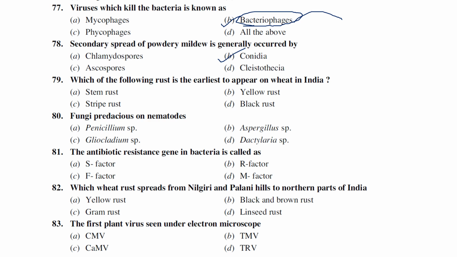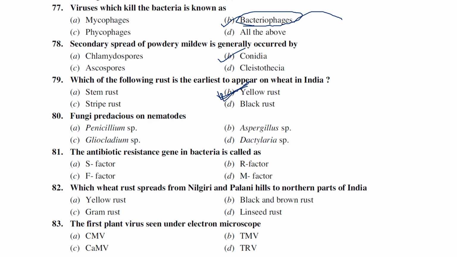Which of the following rusts is the earliest to appear in wheat in India? So the yellow rust. Yellow rust first appears in India and comes to Punjab and the north west, where wheat cultivation starts first. At that time the temperature is very low, because yellow rust requires the lowest temperature among all the rusts for infection, around 8 to 12 I think. So especially in Punjab and some other parts of the north west, yellow rust appears first. So in India the first appearing rust is yellow rust.